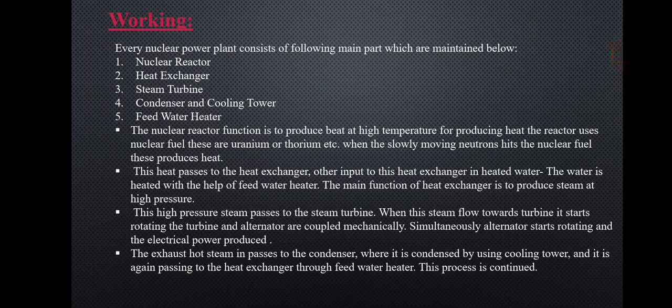Every nuclear power plant consists of these elements: nuclear reactor, heat exchanger, steam turbine, condenser, cooling water, and also feed water heater. As we know, the nuclear reactor is the heart of the nuclear power plant. In a nuclear reactor, nuclear fission of radioactive material takes place. This produces a large amount of heat energy. This heat is taken up by the coolant circulating through the reactor core. After absorbing the heat, the coolant becomes hot.